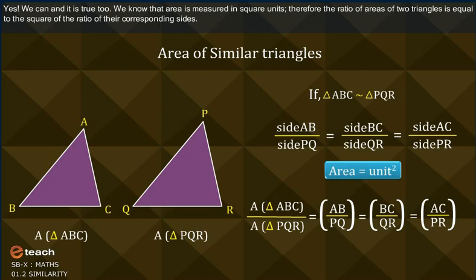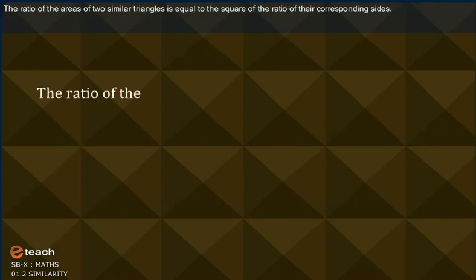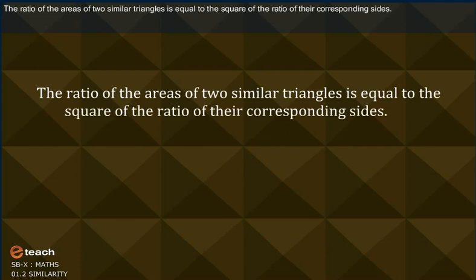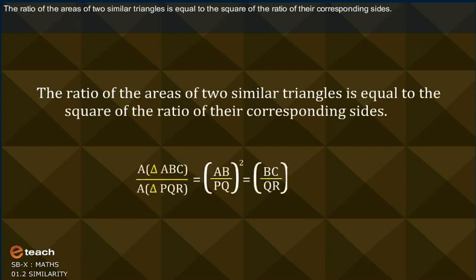We know that area is measured in square units. Therefore, the ratio of areas of two triangles is equal to the square of the ratio of their corresponding sides. The ratio of the areas of two similar triangles is equal to the square of the ratio of their corresponding sides.